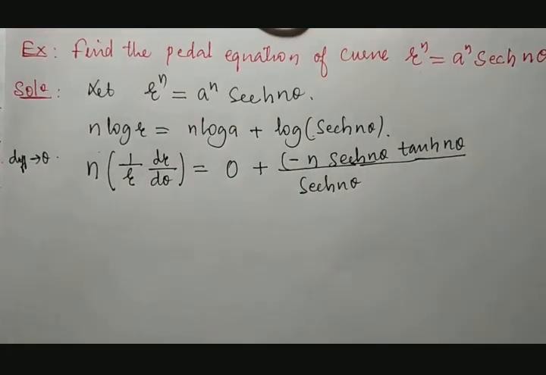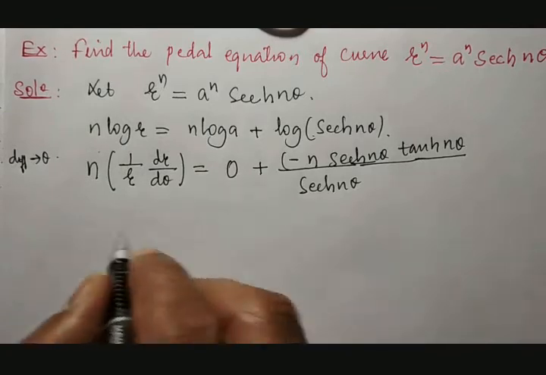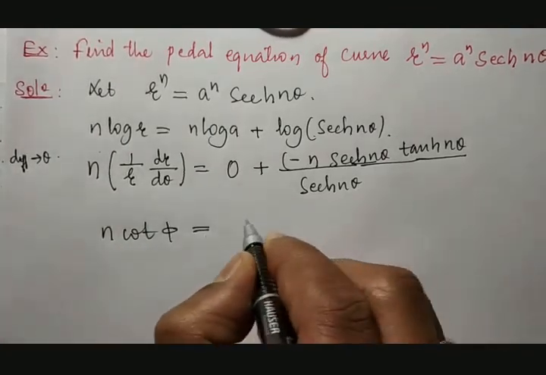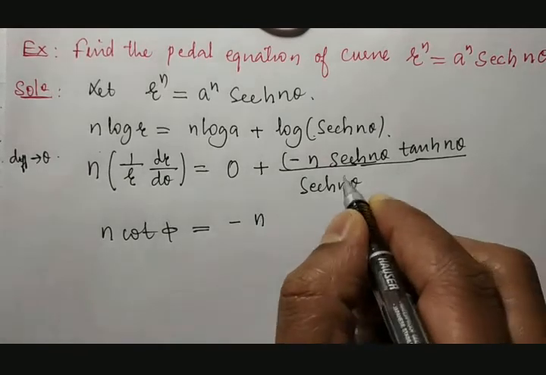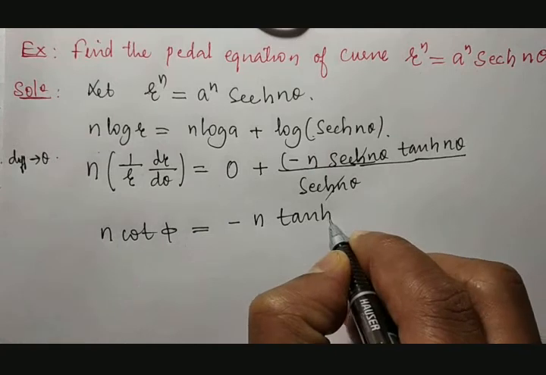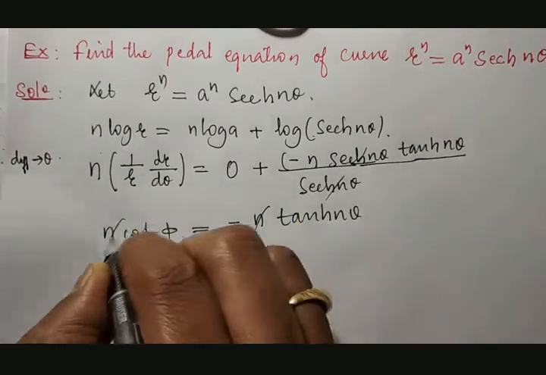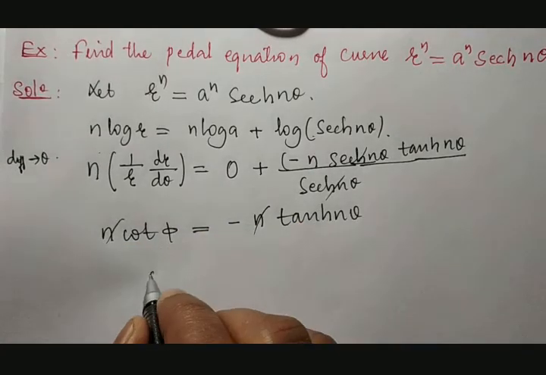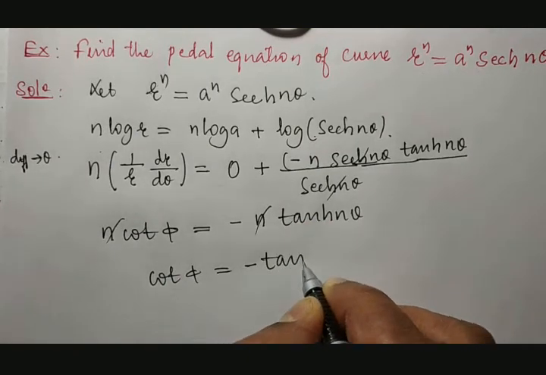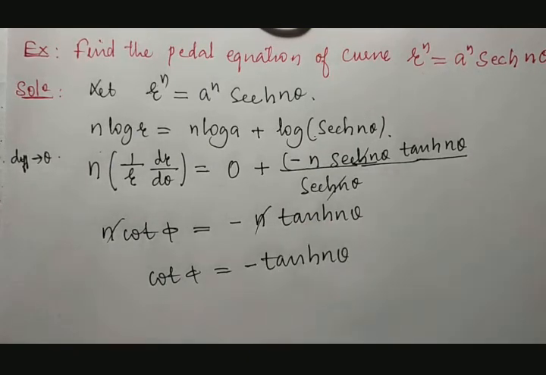Fine. Therefore, it is n into cot phi is equal to minus n into sech, which gets cancelled, then it is tanh n theta. Now n also gets cancelled. Therefore, cot phi is equal to minus tanh n theta.